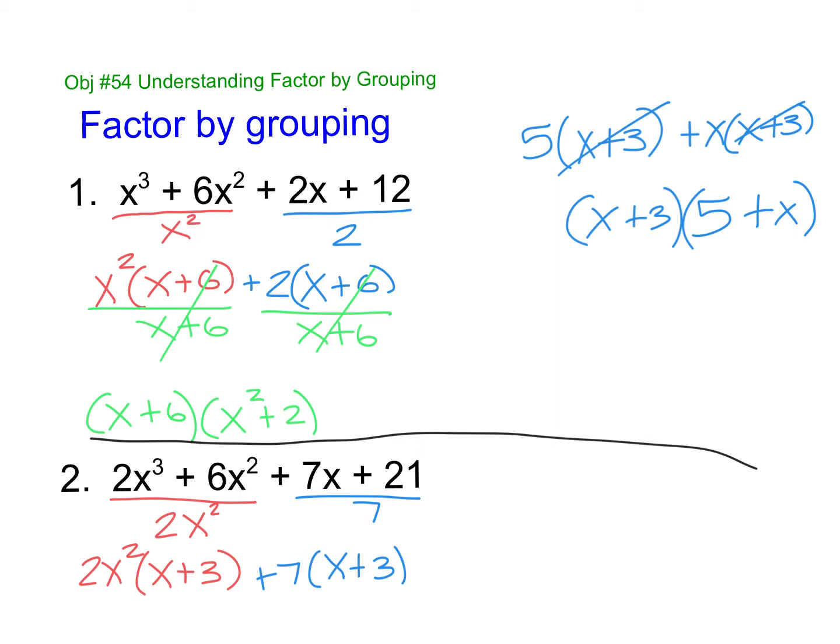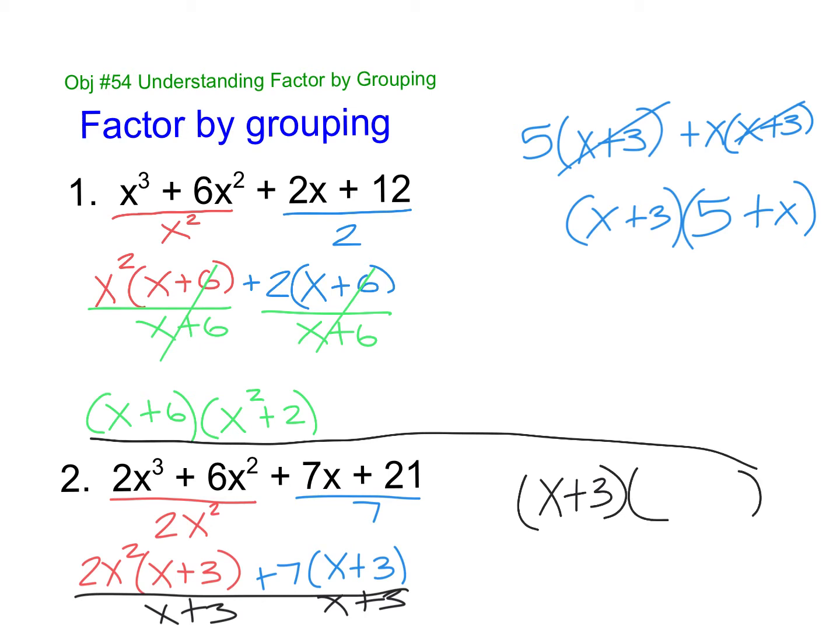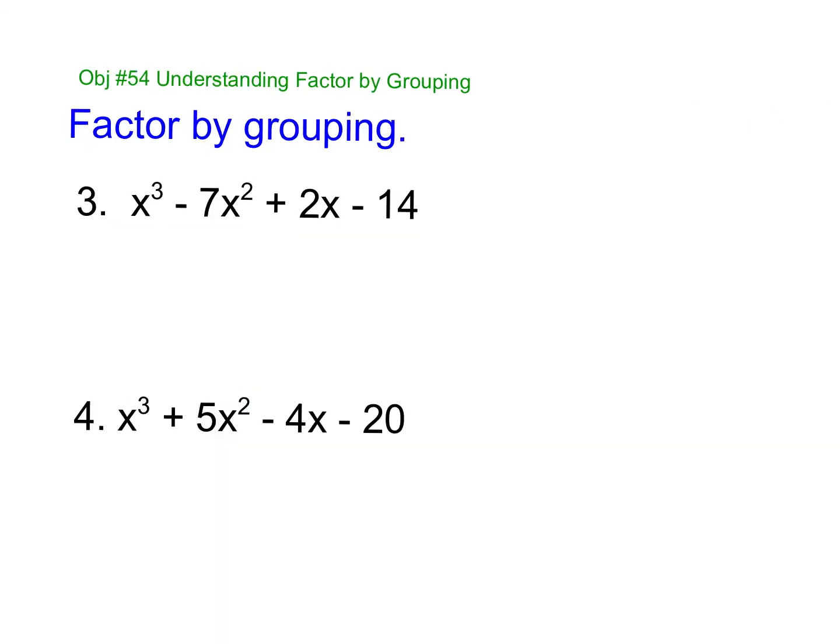So then we take out that x plus 3, right? That's a GCF, so that x plus 3 goes in front. And then what's left over when we take that away? We've got our 2x squared and our 7. And that's your answer. All right, try the next one on your own. So pause and try it.